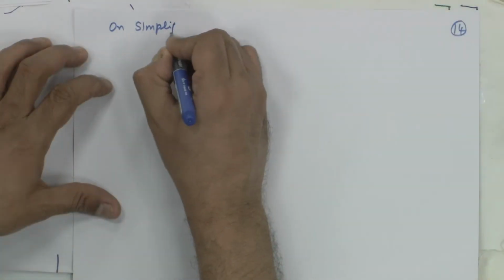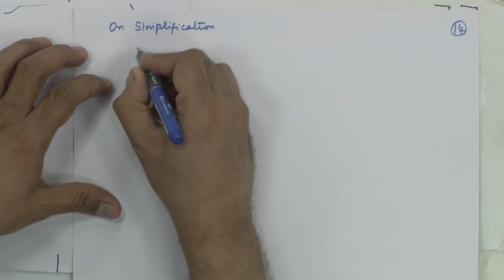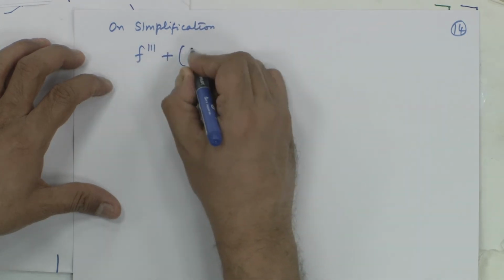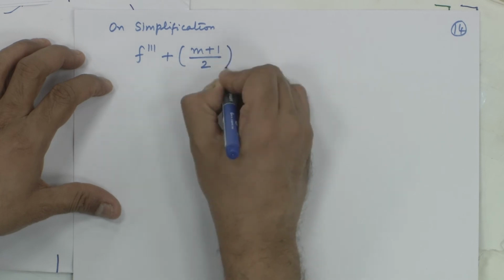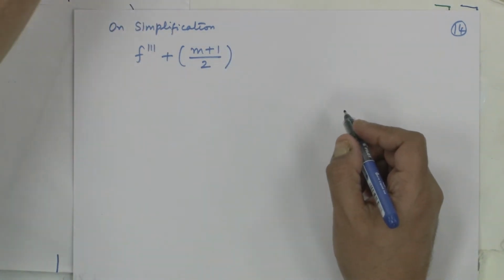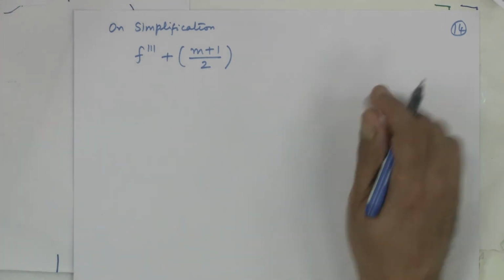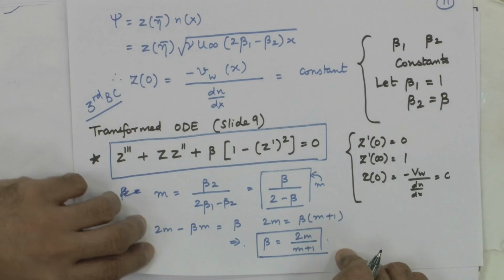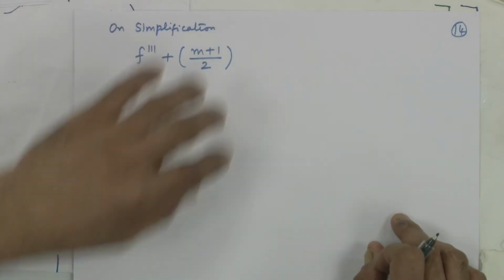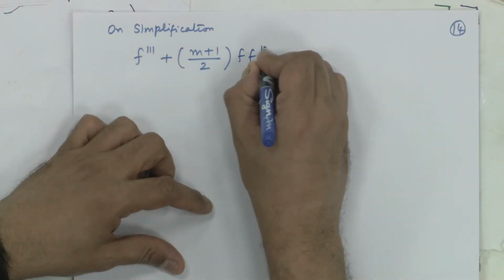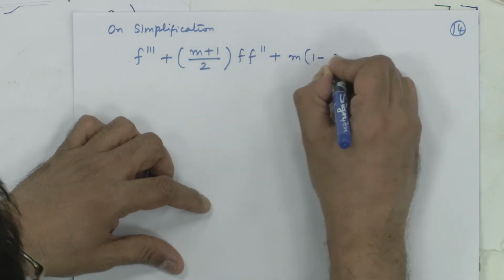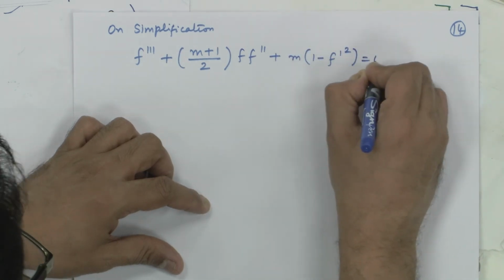So, on simplification, 3 or 4 steps of algebra, we get f triple prime plus (m plus 1) by 2. We are substituting for beta there. So, what was my beta? My beta was written in terms of m as 2m by (m plus 1). You substitute for beta and simplify, you would get f triple prime plus m into (1 minus f prime squared) equal to 0.